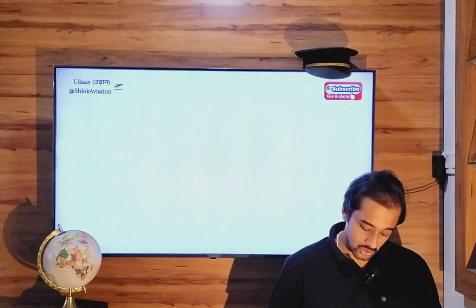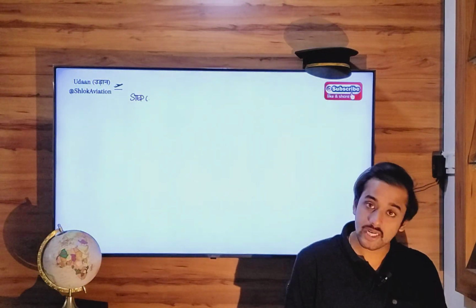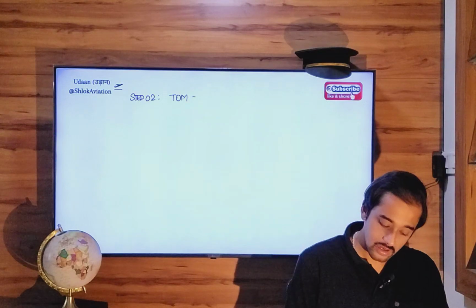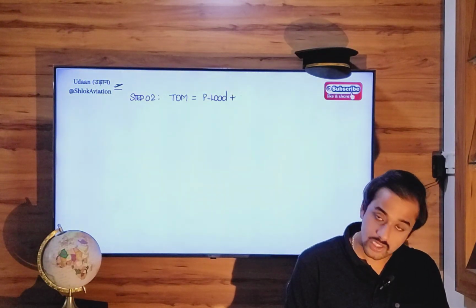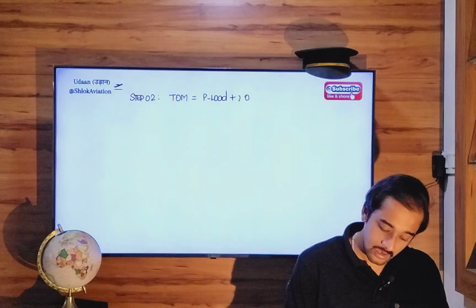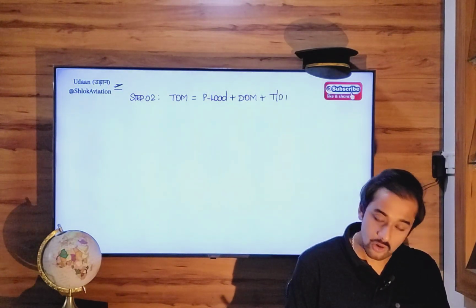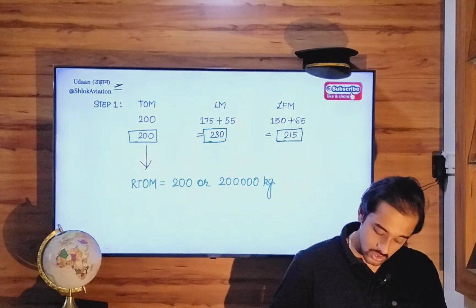So step number 2, use the direct formula. Takeoff mass equals payload plus DOM, dry operating mass, plus takeoff fuel or fuel on board. So takeoff mass is 200.